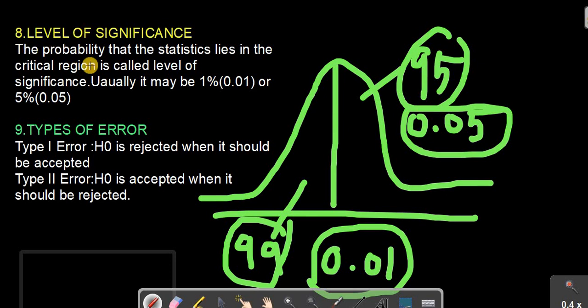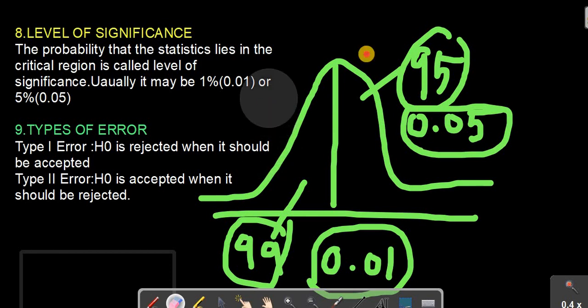The probability that the statistic lies in the critical region is called the level of significance. So if the statistic lies in this particular region, then the level of significance is 0.05. If it lies in this particular region, then the level is 0.01. The probability that it lies in the critical region is called the level of significance.